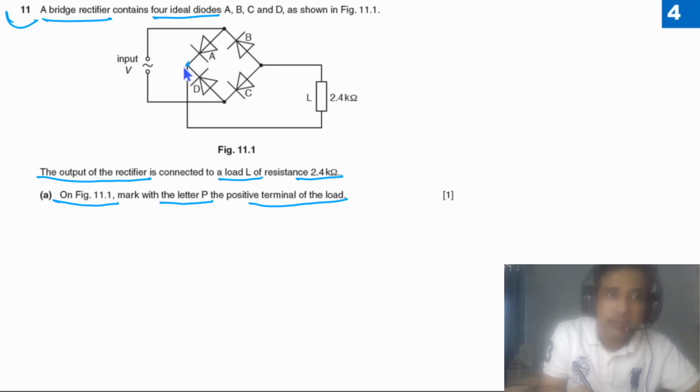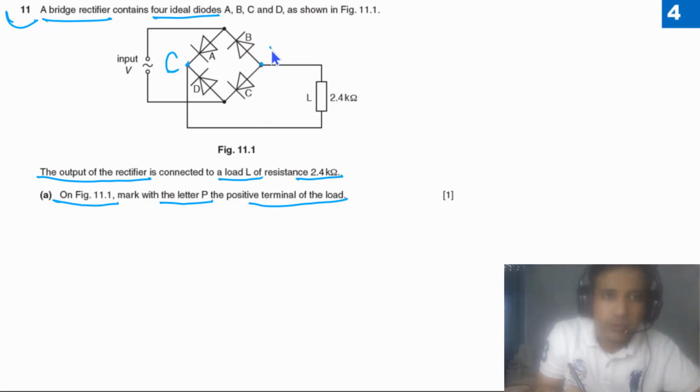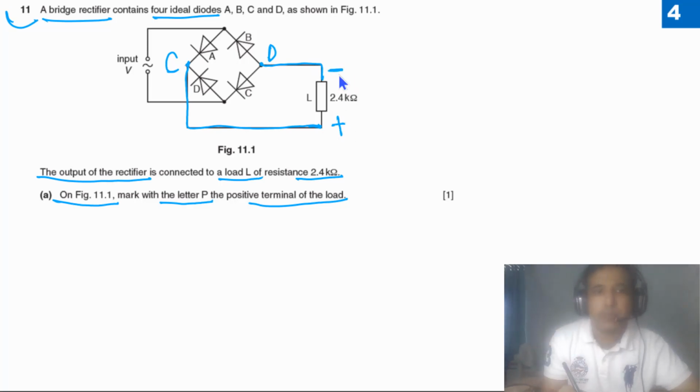So you can see at this side the diodes converge. So this is C. And if we look at this point, from here the diodes diverge. So we can say this is D. And C is connected with the load at this terminal. So it means this terminal is positive, and the diverging side is connected with the load here. So this side has to be negative. So simply we have to mark positive and negative.